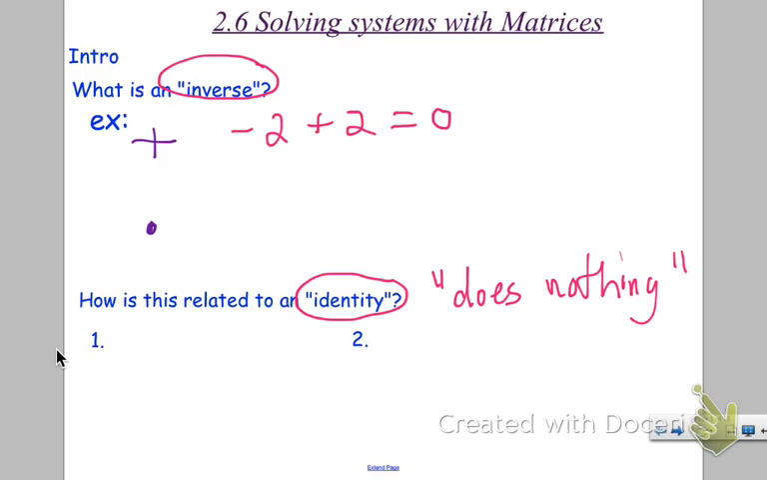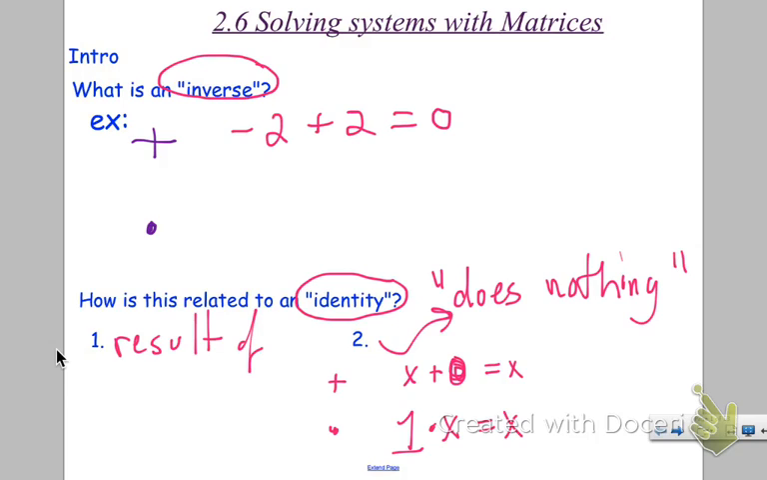So you can think of it two ways. You can think of it as the thing that does nothing. So for addition, that would be 0, like anything plus 0 just equals that thing. And for multiplication, it'd be 1, because 1 times anything is just that thing. So you can think of it as the number that does nothing for the operation, or you could think of it as the result of doing inverses.